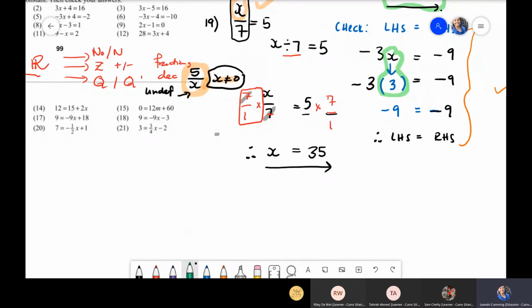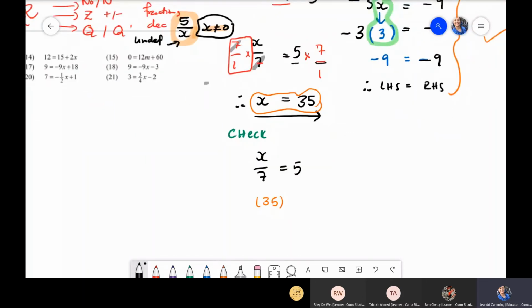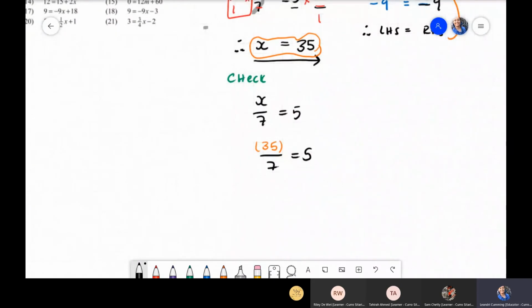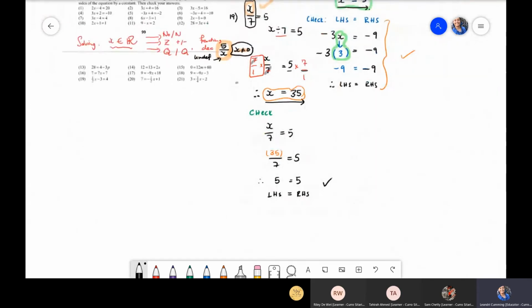How do I check? I go back to my original equation, and now I substitute what I found for x into it, and I test whether it is in fact true for the right hand side and the left hand side. And I see, right, my left hand side is in fact equal to my right hand side. Yay. And then you know you've done your work correctly.